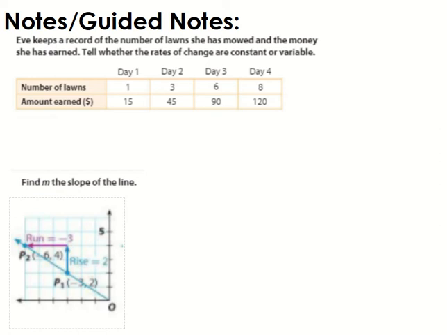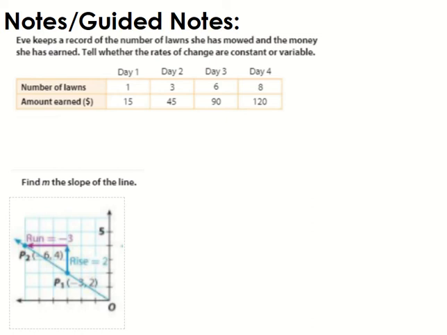So we are going to look at this in tables, but also in graphs today. Eve keeps a record of the number of lawns she has mowed and the money she has earned. Tell whether the rates of change are constant or variable. So we talked about this last week. Constant is the same thing over and over, but now we just have a term for when it's not the same thing. It's called variable.